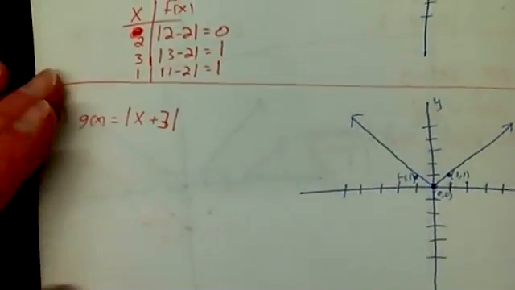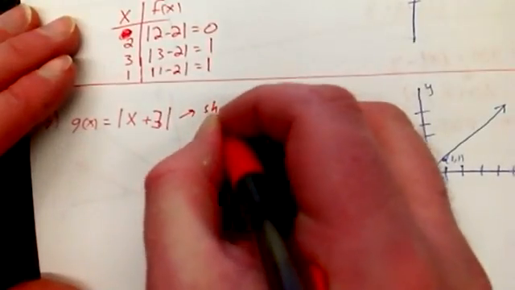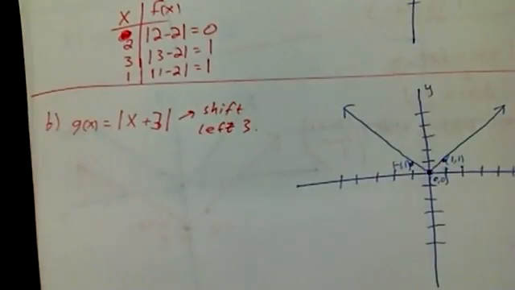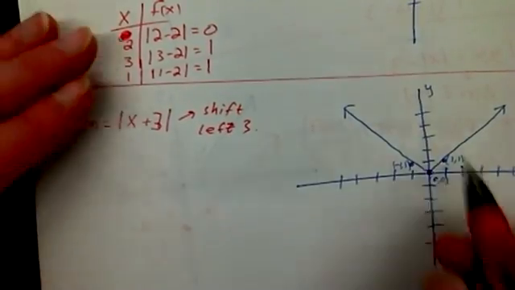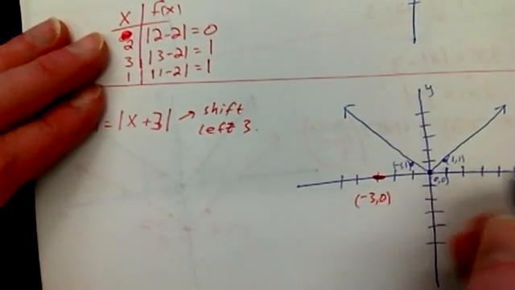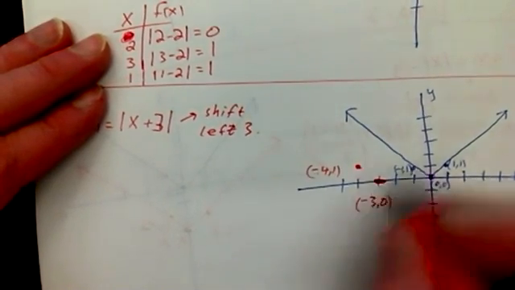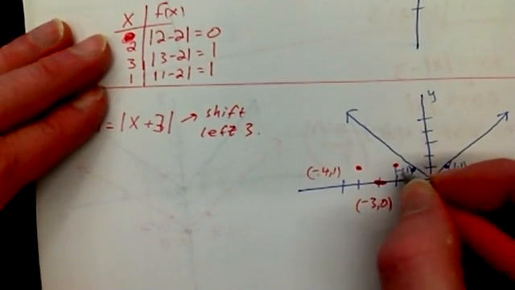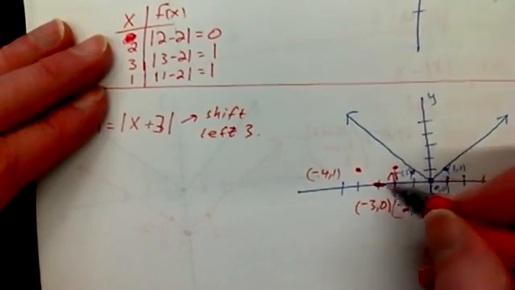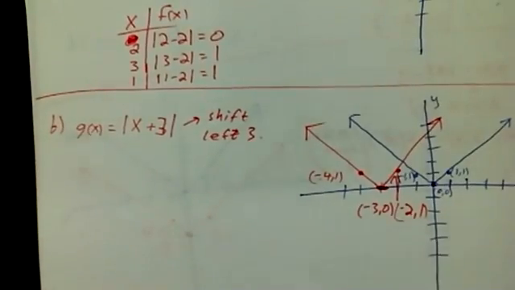That being said, what if I want g of x equals absolute value of x plus 3? I'm going to expect this to be a shift left 3 if this follows the same sort of rules. So I'm expecting a negative 3, 0. I'm expecting a negative 4, 1. And I'm expecting a negative 2, 1. So I'd encourage you to check that that is in fact what we need.